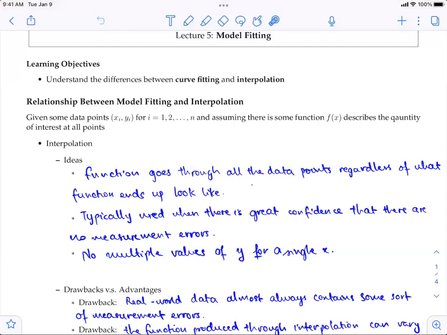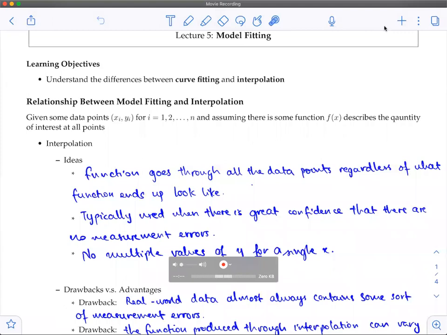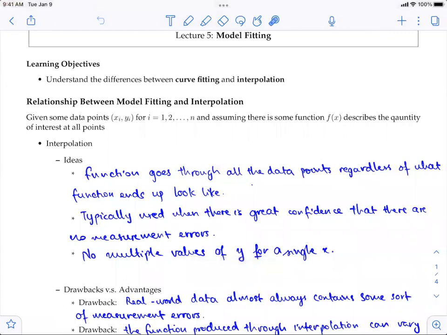Okay, and the third idea of interpolation is that you don't have multiple values of y for a single x. So this is quite the same as the definition of a function. In pre-calculus or calculus, you define a function to be a relationship between the independent variable and the dependent variable, or a relationship between x and y. So one value of x corresponds to one value of y. Right, so that's the idea.